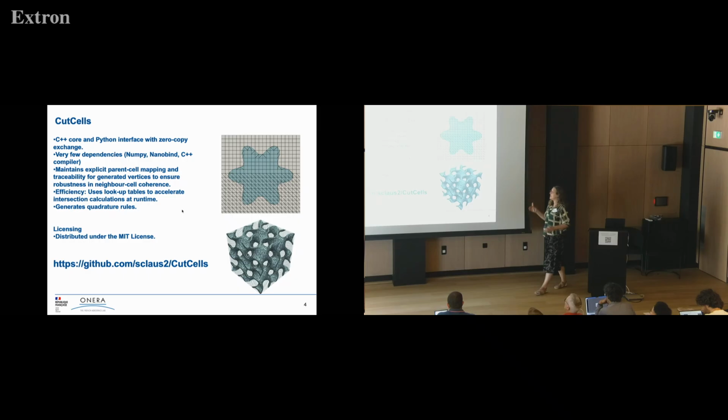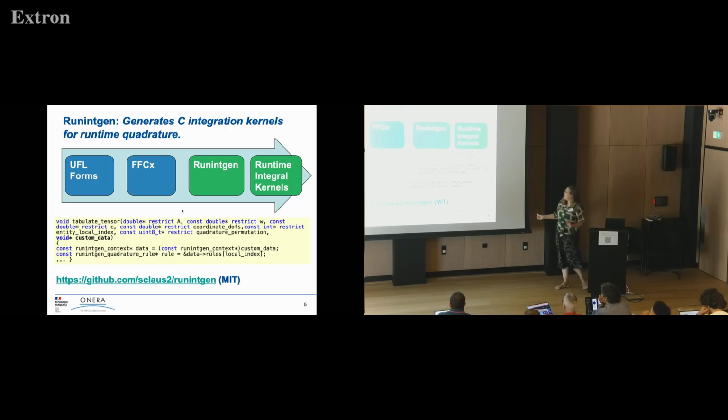So the first one is cut cells. That's a C++ core library that has a Python interface with nanobind, and has very, very few dependencies. So it does not depend on FEniCSx, and it's licensed under MIT license, and essentially it uses lookup tables a la marching cubes in order to compute intersections very efficiently, and then generates quadrature rules.